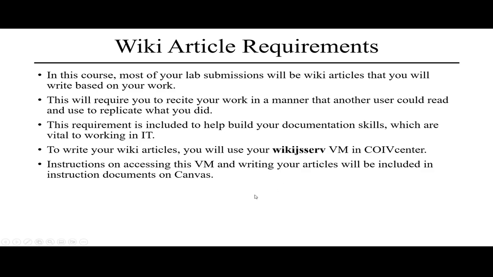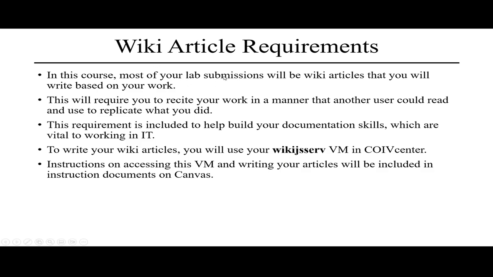So let's go over the wiki article requirements a little bit. You're going to use the software called Wiki.js. You'll have a dedicated server called Wiki.js serve. That VM is where you're going to write your articles. The software is already installed for you. There's a home page that tells you how to use the software.